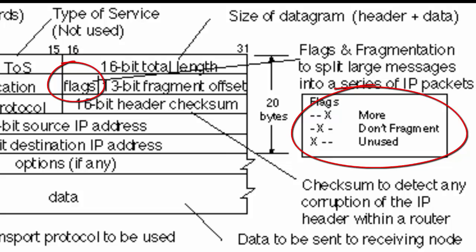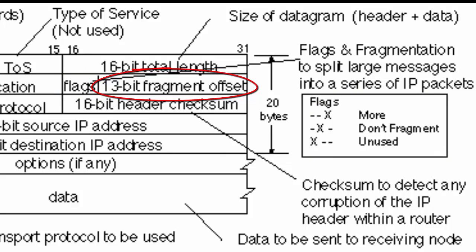Let's come to the next point, the fragment offset. The fragment offset field, measured in units of 8-byte blocks, is 13 bits long and specifies the offset of a particular fragment relative to the beginning of the original unfragmented IP datagram.